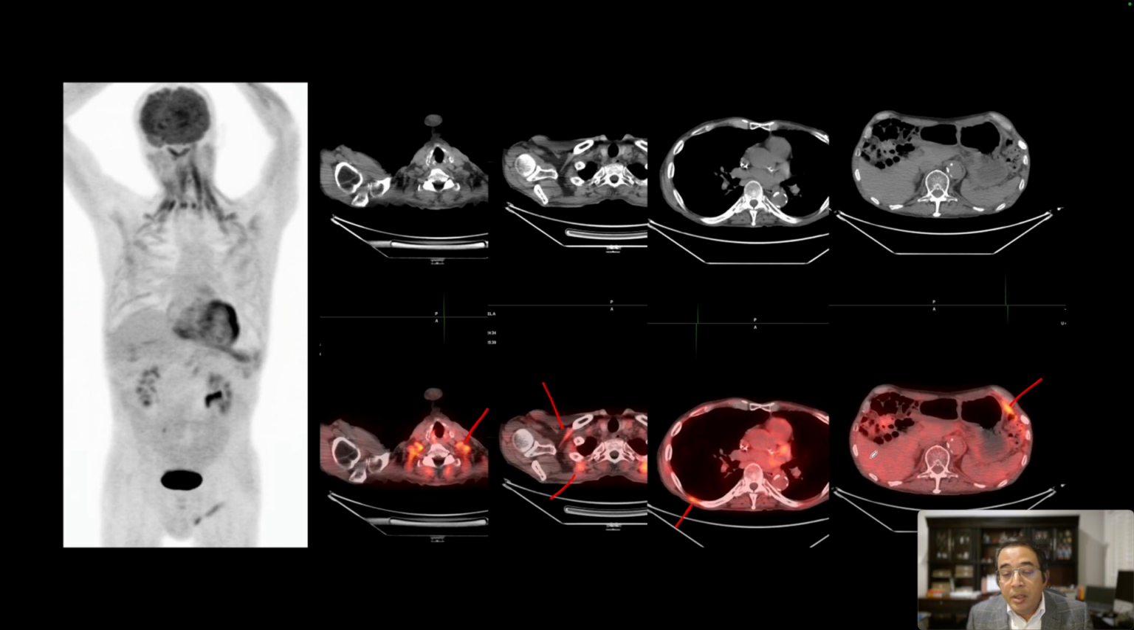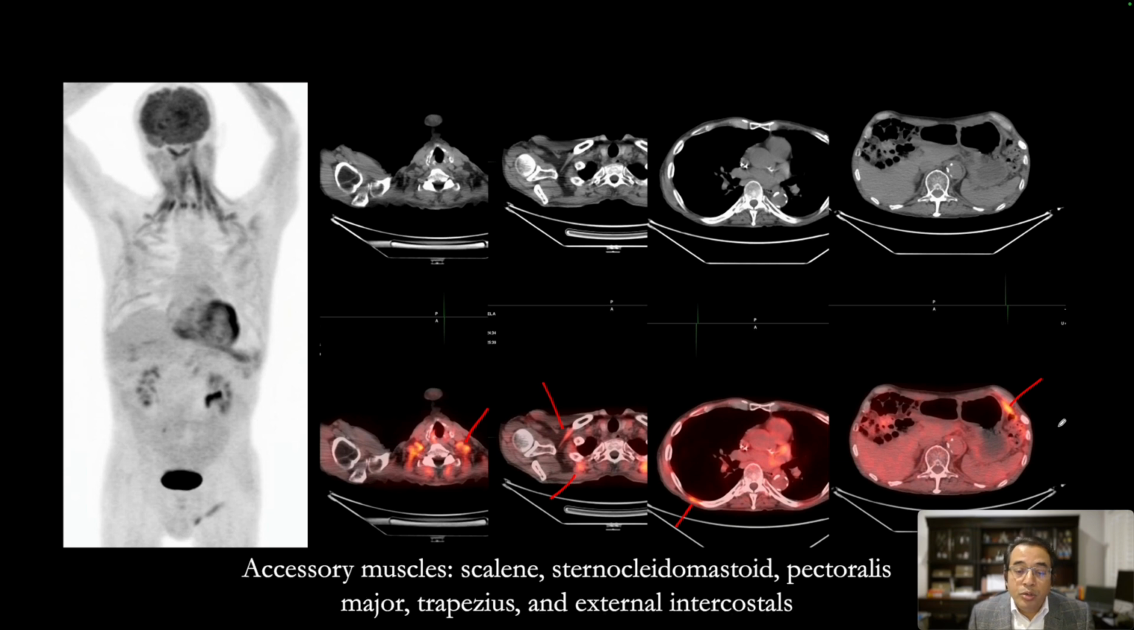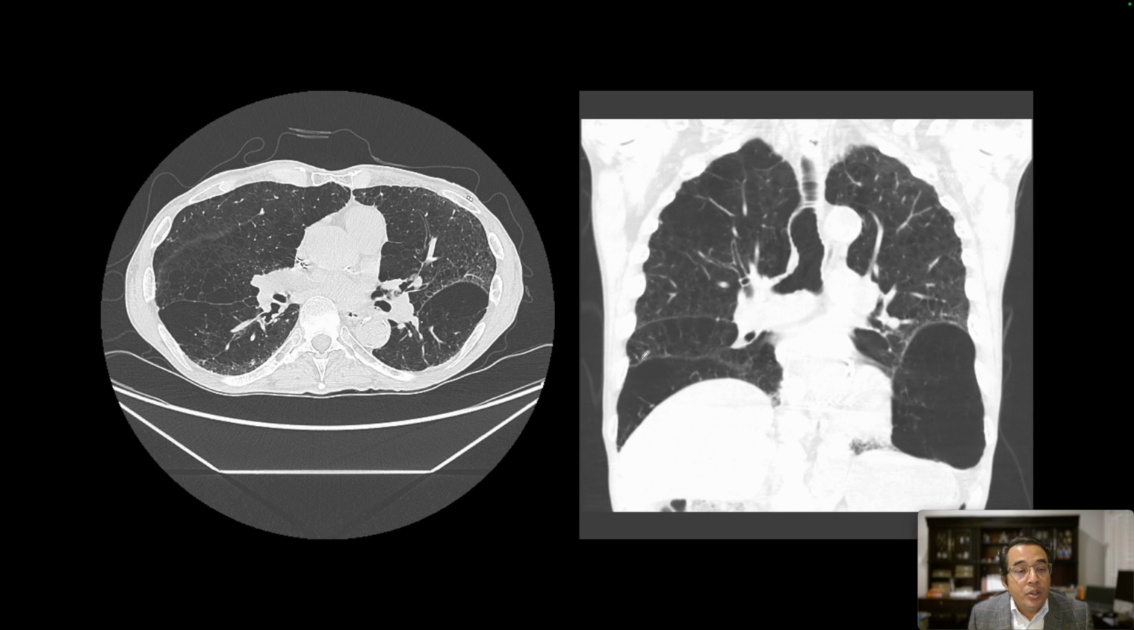And so what we are seeing here is increased FDG activity in the accessory muscles of respiration, which include the scalene, sternocleidomastoid, pectoralis, trapezius, and external intercostal muscles. And so the question is, what's causing this? So this patient was short of breath from their emphysema and chronic obstructive pulmonary disease, and the dyspnea was causing them to recruit the accessory muscles of respiration. These are two images from their CT of the chest showing severe emphysematous changes in both lungs.